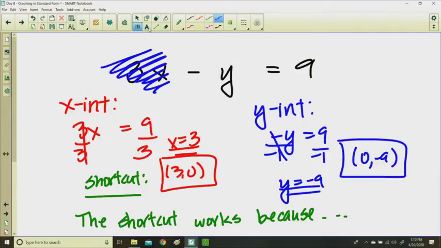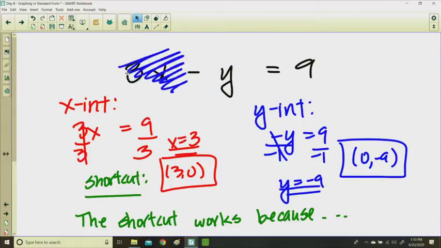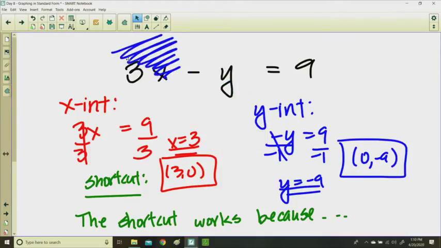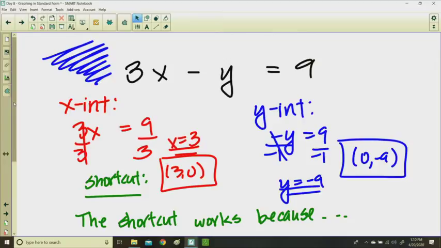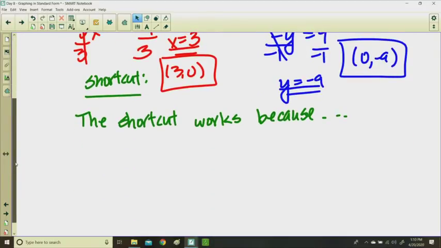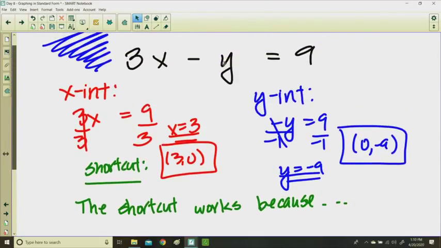Done. So the shortcut, again, is just cover up the variable that you don't need. If you're looking for the x-intercept, cover up y. Looking for the y-intercept, cover up x. That's it. Then why does the shortcut work? Hopefully you can figure that out on your own. I just said it. The shortcut works because when you plug in 0, 0 doesn't affect the number when you add or subtract it.